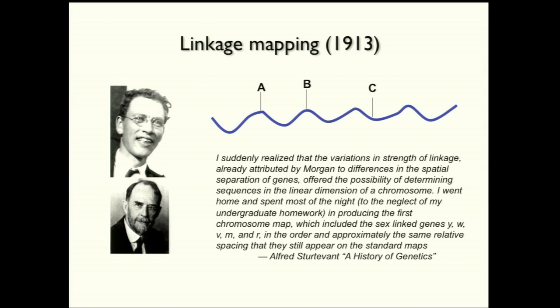And what Sturtevant realized one night was that if you had a new gene that you'd found a mutation in, this is in fruit flies, and you studied its segregation, you could place it on a map based on the recombination patterns with markers of known position, and therefore identify exactly where in the genome the gene underlying that trait was without knowing anything about the gene whatsoever.